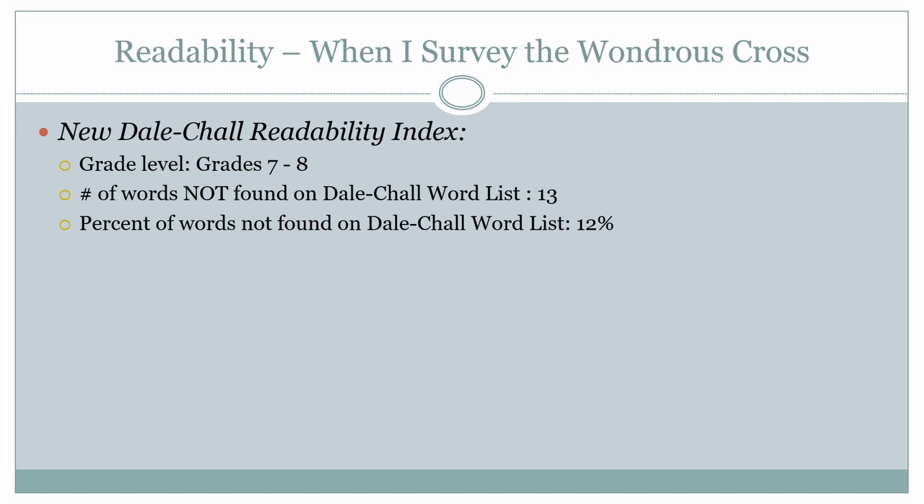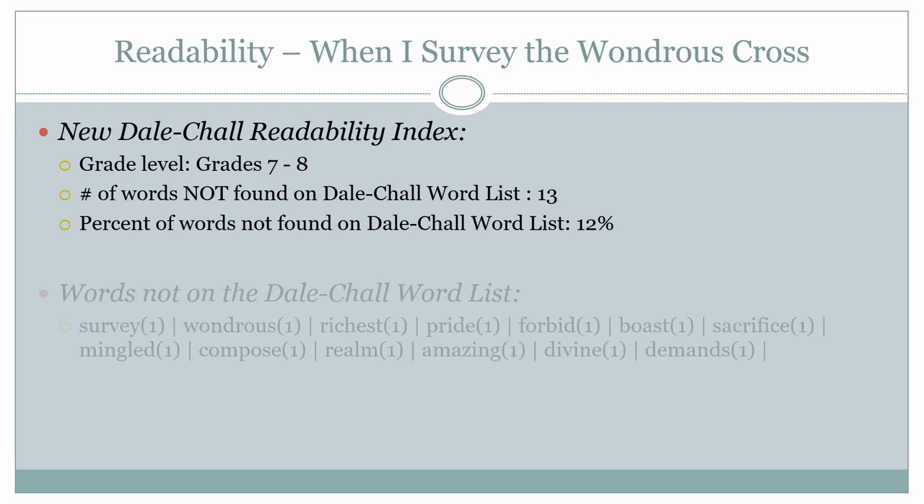And that gives you an idea of how that readability index connects with the kids. Now, do they fully understand every implication of that song? Probably not. But they have it in their hearts and their minds, and they'll understand it better as they grow older and be able to apply it more as they mature. The percent of words not found on the Dale-Chall word list for When I Survey the Wondrous Cross is 12%. So it's more than double the percentage-wise just because of the number of words.